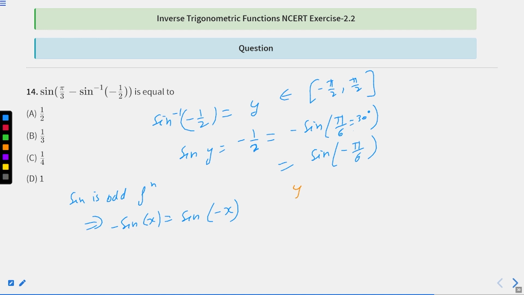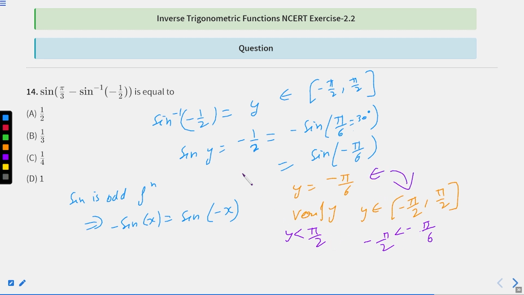Now we can say that y is equal to minus pi by 6, and we verify whether y belongs to minus pi by 2 to pi by 2. Indeed, y is less than pi by 2 because y is negative. As we know, minus 6 pi is less than minus 2 pi. Dividing by 2 and then by 6 on both sides, we get minus pi by 2 is less than minus pi by 6. So y belongs to this interval, and the value is minus pi by 6.